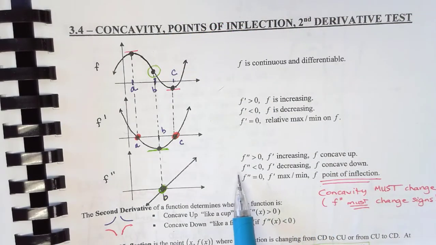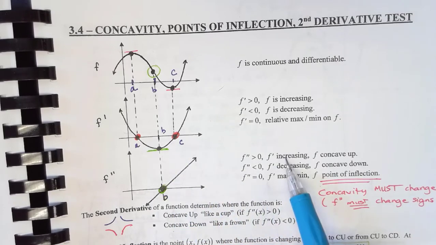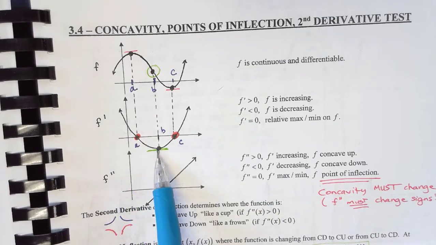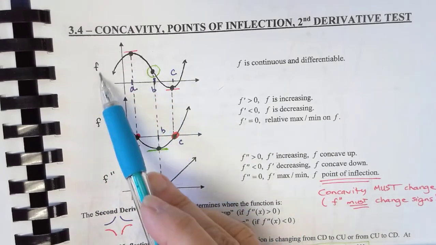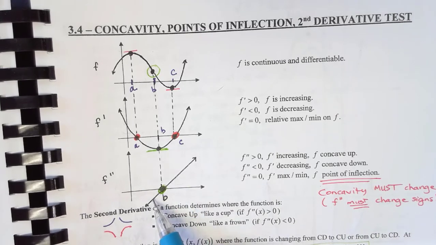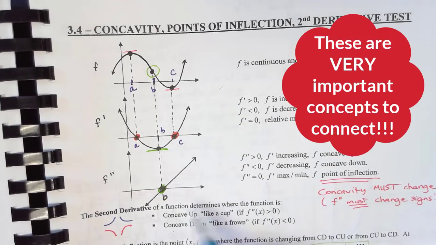Now let's go to the second derivative. Where f double prime, the second derivative, is positive, f prime is increasing, and f is concave up. Where the second derivative has negative y values, f prime is decreasing, and f is concave down. And the point where concavity changes, and that means the second derivative must change signs from negative to positive or positive to negative. Where concavity changes, we have what's called a point of inflection.